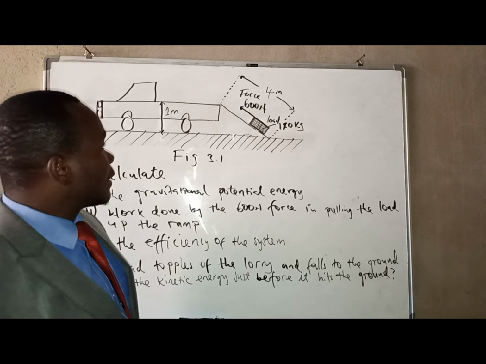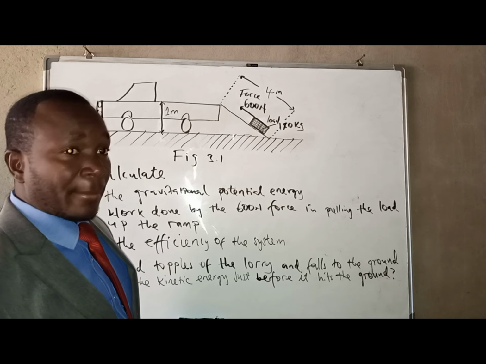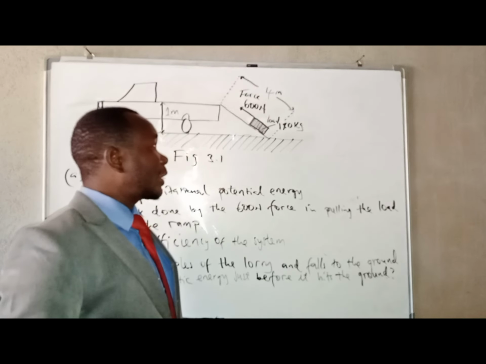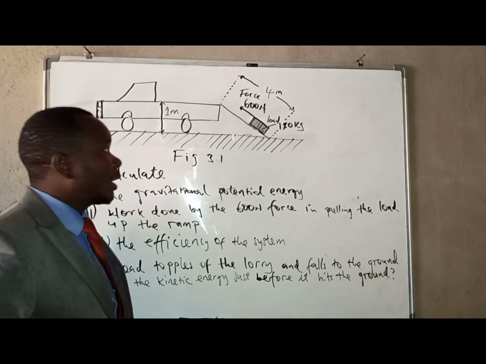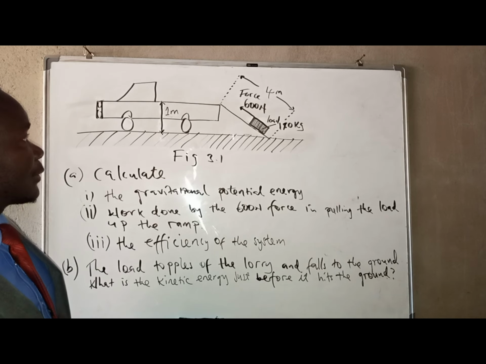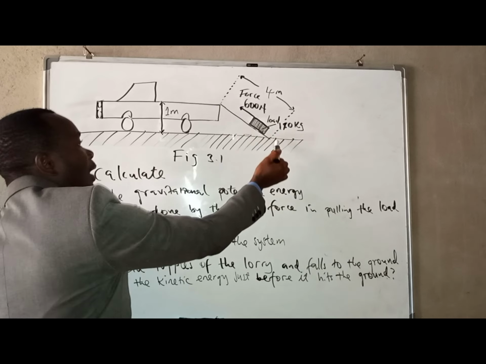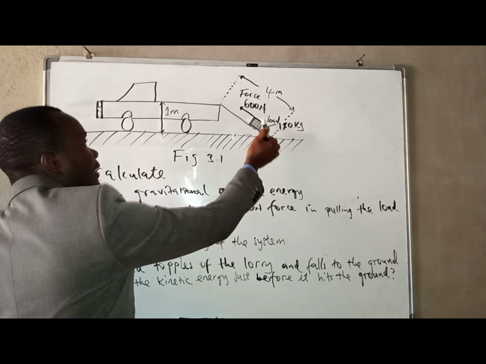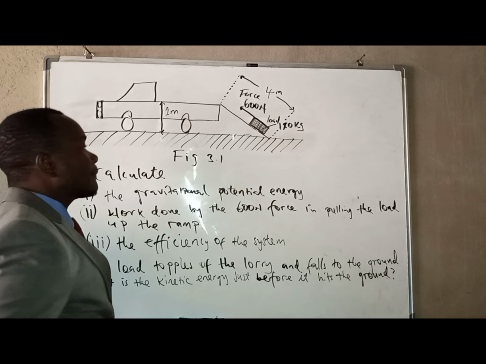This question is number 3 in Physics Paper 2, 2016. In order for this load to be loaded on this lorry, they used a ramp system. So this is a ramp, and then this load is given this force so that it can come here.